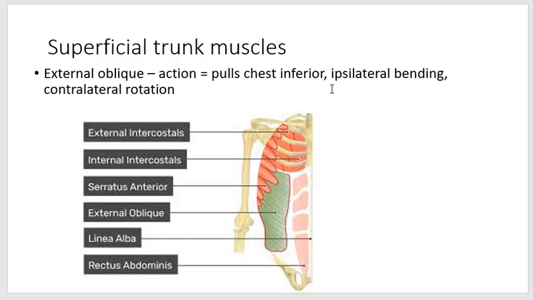Ipsilateral means same side. And so if you bend over to the left, you're using your left oblique to contract that area, and so you bend over there. But it's also important in contralateral rotation. So if you want to rotate the other direction, if you want to twist to your right, you will be using your left oblique. That's kind of confusing, but that's how it's used.